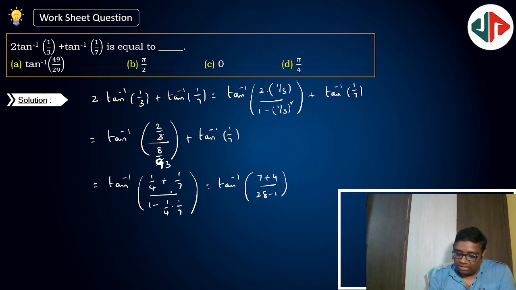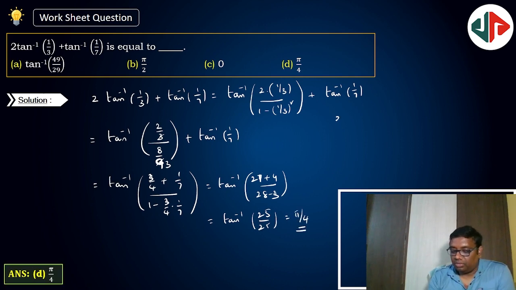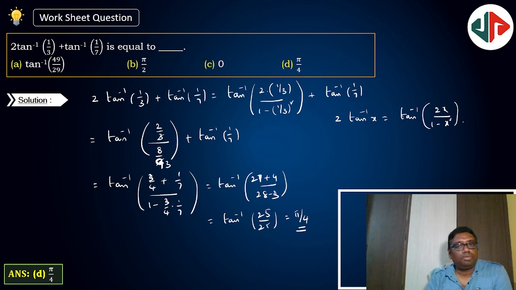So this value is 3 by 4. So (21 plus 4) by (28 minus 3). So it is nothing but 21 plus 4 means 25 by 25, which is 1. Tan inverse of 1 is pi by 4. So here remember, 2 times tan inverse of x is always equal to tan inverse of 2x by 1 minus x squared. If we use this formula, then this question is over.